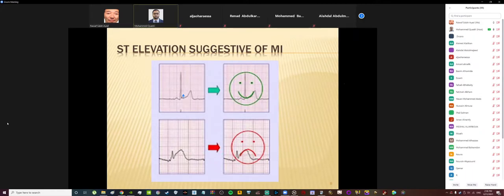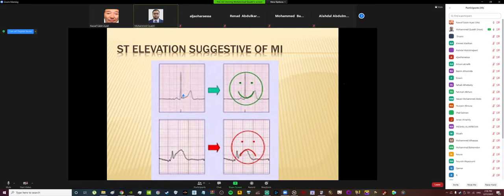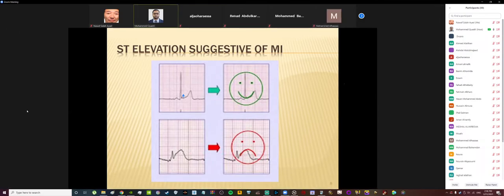So whenever I say that lead 2, 3, and AVF are inferior leads, it means that 2, 3, AVF are consecutive to each other. 2 is consecutive to 3, 3 is consecutive to AVF. They are related to each other. V1, V2, V3, V4 belong to the anteroseptal area, and they are consecutive to each other. Similarly, the lateral leads are consecutive to each other. So if you are seeing ST segment elevation in only one lead, say for example lead 2, only in lead 2, no other lead.